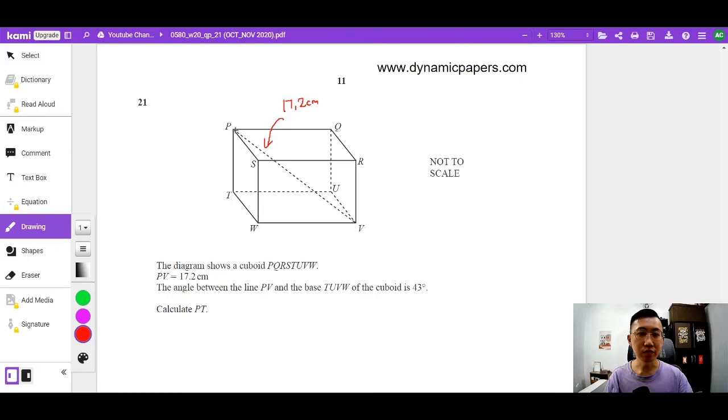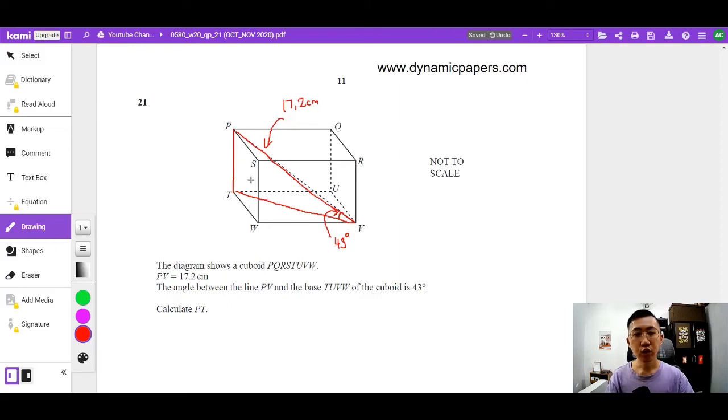That means observe this line PV and the base. So you draw like this. This angle right here will be 43 degrees. So when you do this topic, always try to form the diagonal triangle. Calculate PT. Indeed, I form a triangle diagonally like that. Calculate this length PT.